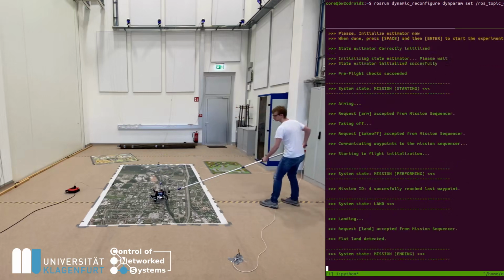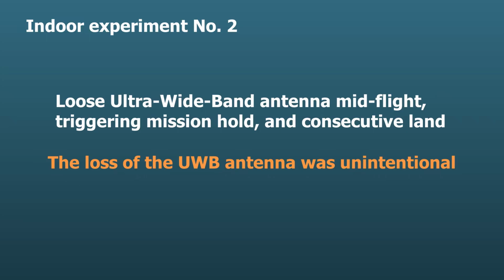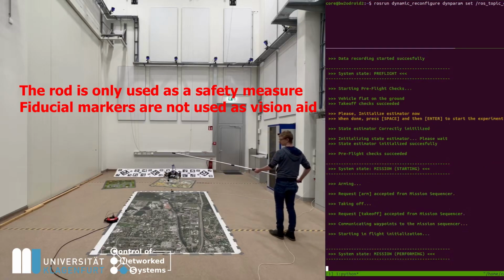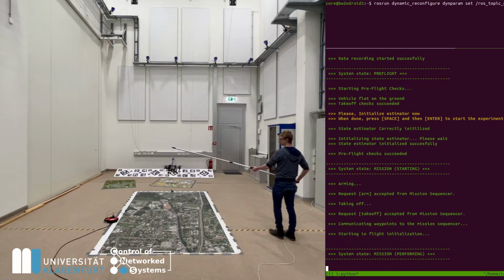Now, to the contrary, we had an accidentally loose ultra-wideband antenna. Ultra-wideband is not determined to be an essential system element, but the system is set up to hold the mission during a failure of this module and land if errors can't be resolved.